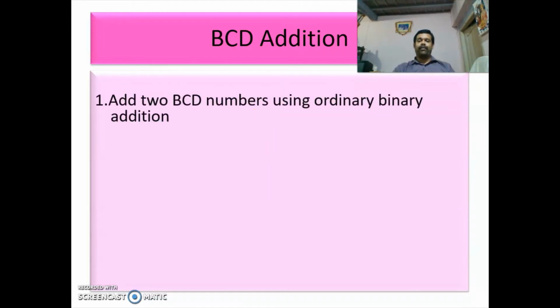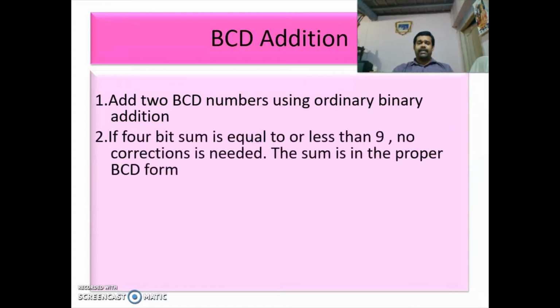In BCD addition, what we are doing is adding two BCD numbers using ordinary binary addition. While adding the two BCD numbers using ordinary binary addition, you will be getting a sum. If the sum you are getting is equal to or less than 9, that sum is in a proper BCD form, so no correction is required in that sum.